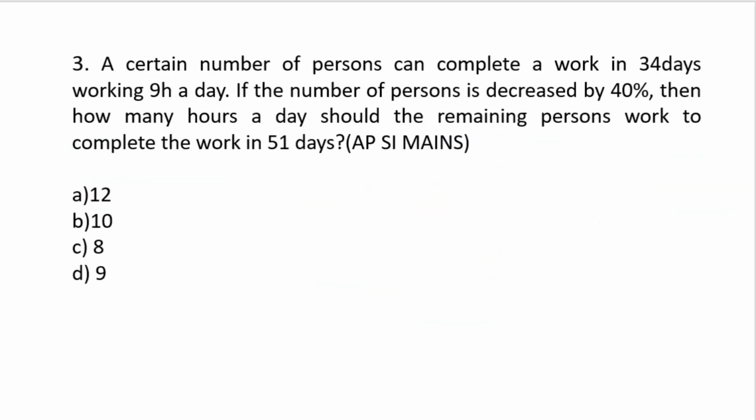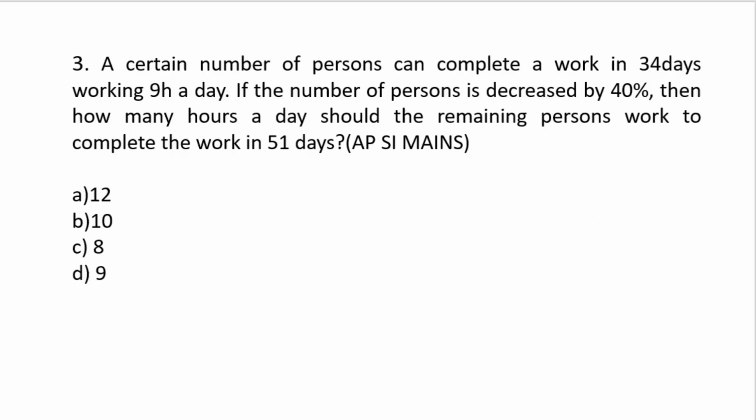A certain number of persons can complete a work in 34 days working 9 hours per day. If the number of persons is decreased by 40%, then how many hours a day should the remaining persons work to complete the work in 51 days? It was asked in APSI. So pause the video, do it by yourself. I'll give you just 2 to 3 minutes. You have to solve it in 1 minute only.